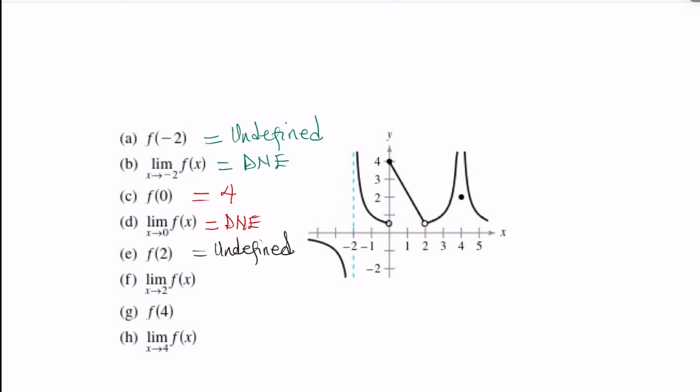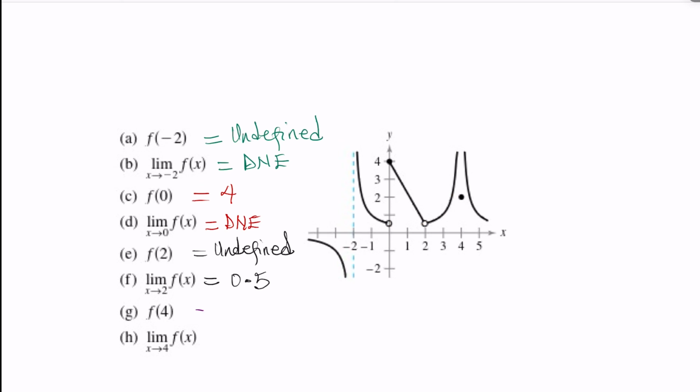Then the next question says we should find the limit of f of x as x approaches 2. So we are going to consider as x approaches 2 from both the left and the right. So this is the left of 2. This is the part of the graph which is on the left of 2. As we approach 2, the value here is 0.5. Then from the right, as we approach 2, the value again is 0.5. So this tells us that the limit of f of x as x approaches 2 is 0.5.